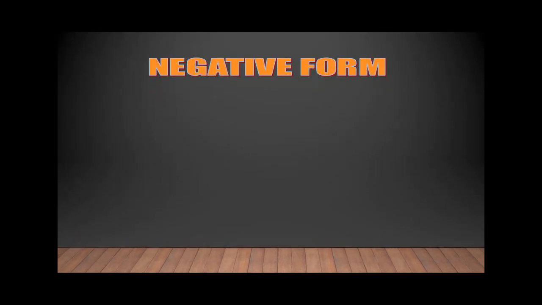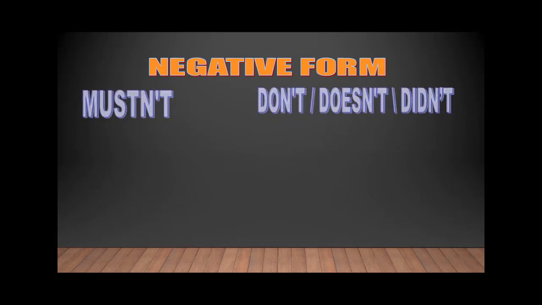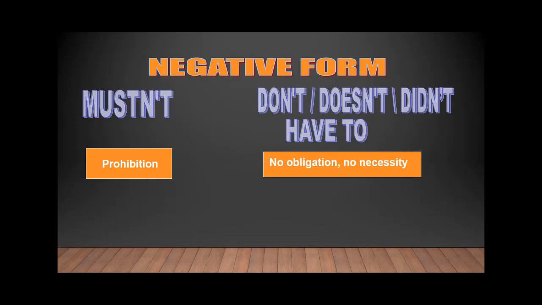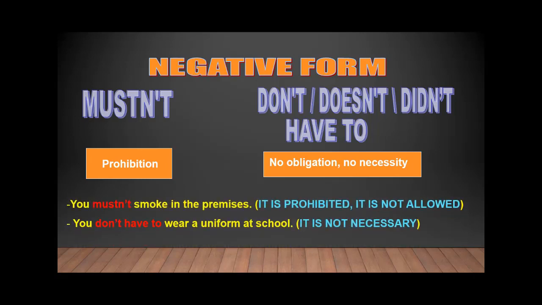Now to the negative forms. The negative of must is mustn't, and the negative of have to is don't, doesn't, and didn't have to. Mustn't is used to express prohibition, things you are not allowed to do, while don't have to is used to express lack of necessity, lack of obligation. You can say that you have a choice. And let's see the examples.